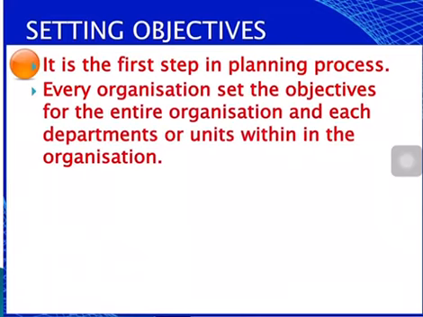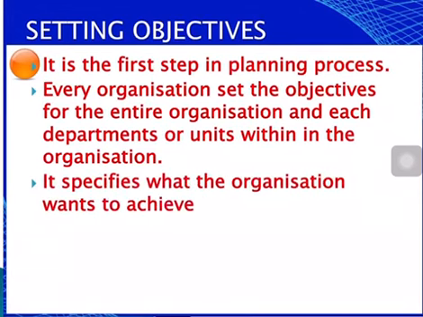Means the top level management prepares the plans for the entire organization, and each department or unit, like purchase department, production department, they prepare the sub plans for their department according to the overall plan. Means every department or unit has a plan according to the overall objectives of the organization. Then it specifies what the organization wants to achieve, means the end result that the organization wants to achieve.